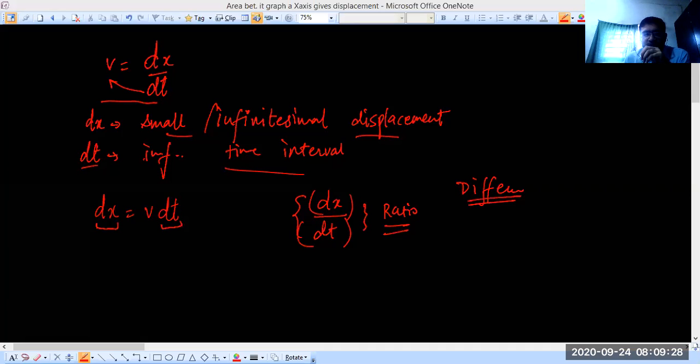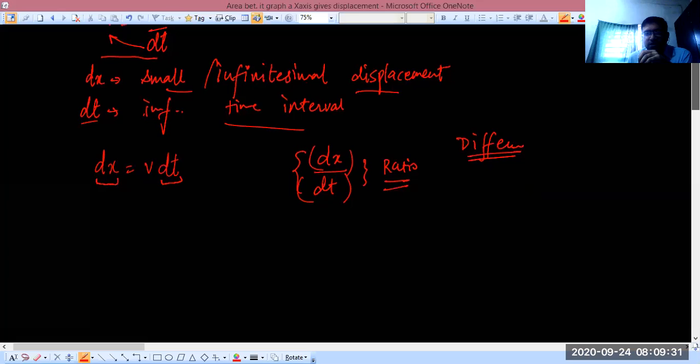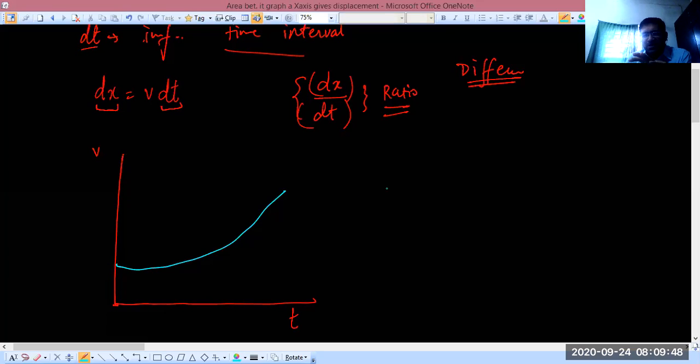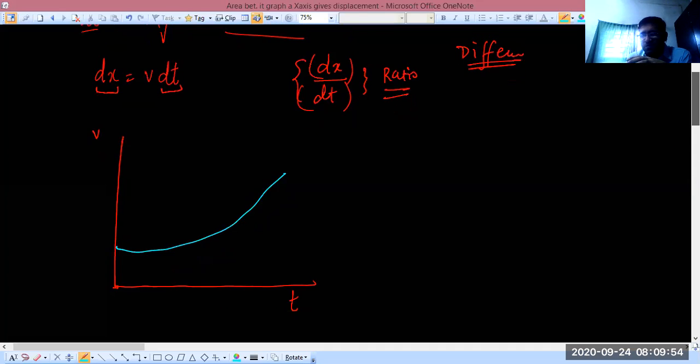So now let's see how this would look on a v-t graph. Let's say this is a v-t graph, and it has any shape. It doesn't matter, this idea works in either case. Some of you asked me whether we can find this area for any shape of graph, and I said the answer is yes. You can do it for any shape, but the math is a little different, and I'm going to teach you that as well.